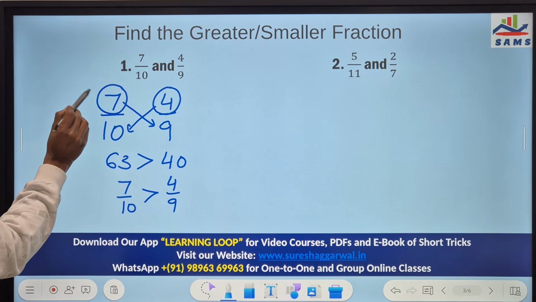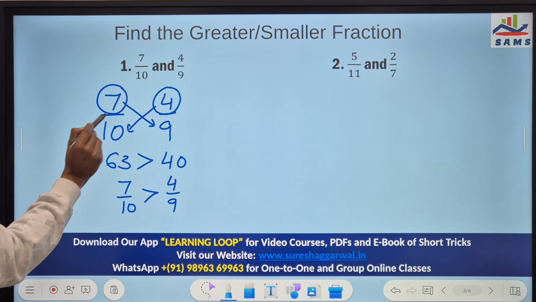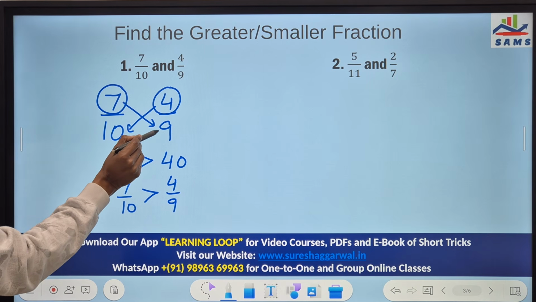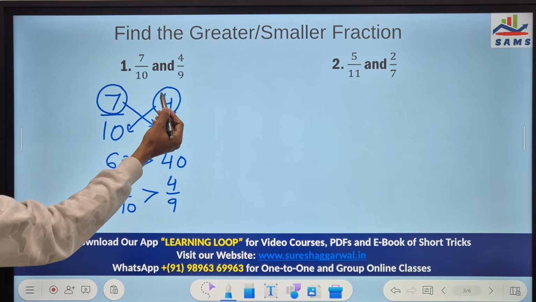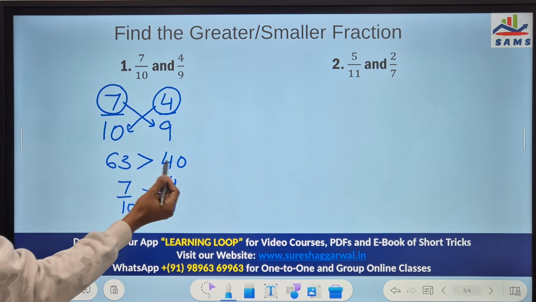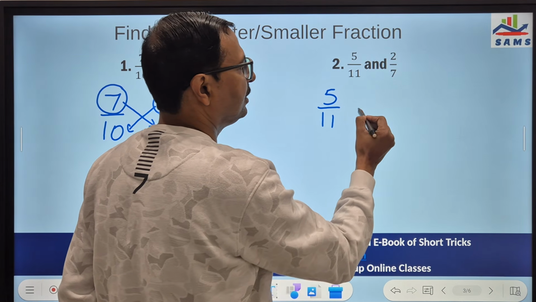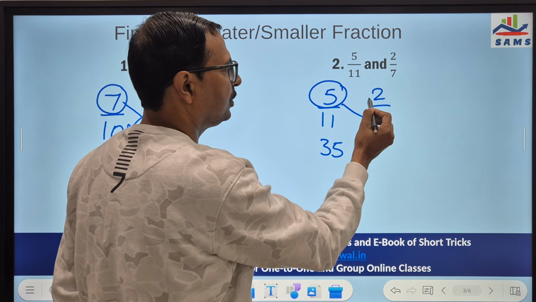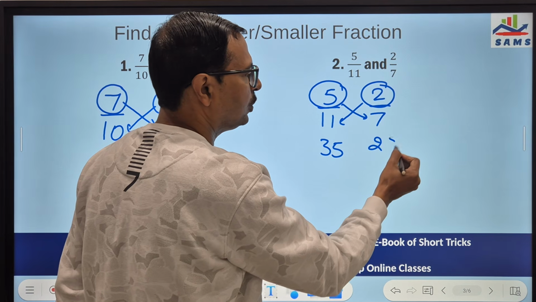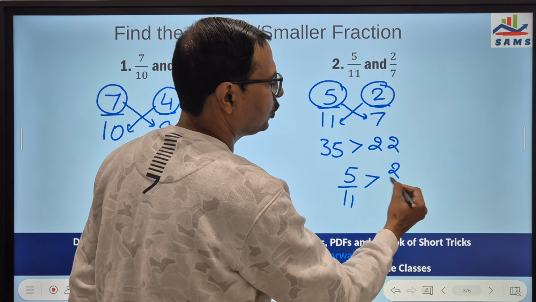See, be careful, you have to write under the numerator of the fraction which you are using. So I am using 7 as numerator, here I am using 9 as denominator. So I have to write it below the numerator. Likewise 4 times 10, I will not write below 10, I will write below 4 and then I will compare these numbers. Right? Let's see here, 5 by 11, 2 by 7. So 5 times 7, 35, 2 times 11, 22. 35 is greater than 22, so 5 by 11 is greater than 2 by 7.